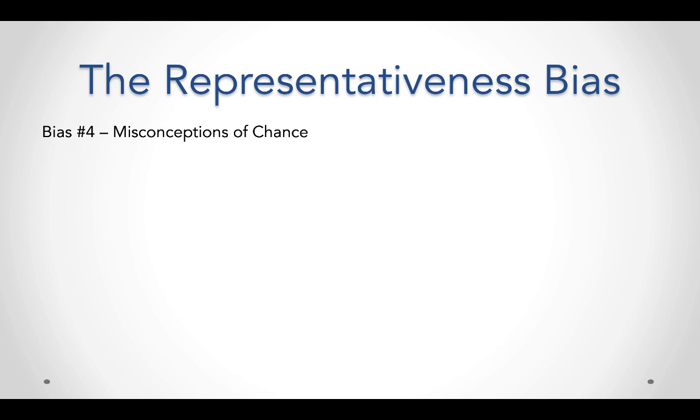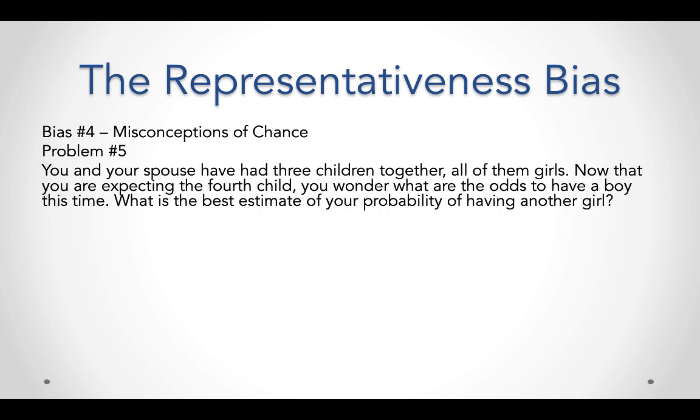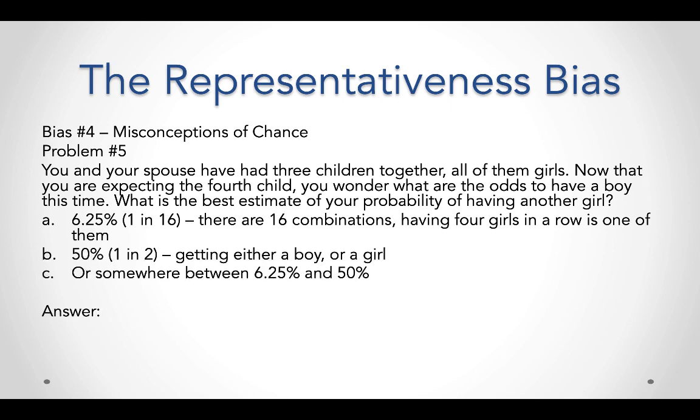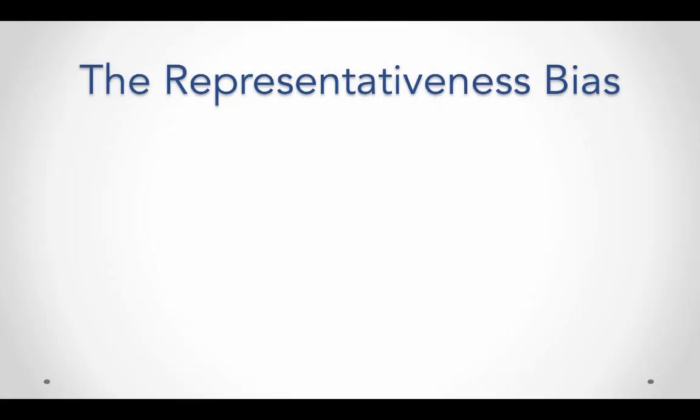Another bias coming from the representativeness bias is a misconception of chance. You and your spouse have had 3 children together, all of them girls. Now that you're expecting the 4th child, you wonder what the odds are to have a boy this time. What is the best estimate of your probability of having another girl? So you have to pick something like this, and the answer is B. Gender determination is an independent event, it's a chance event, so it really doesn't make any difference if you had a boy or a girl before.